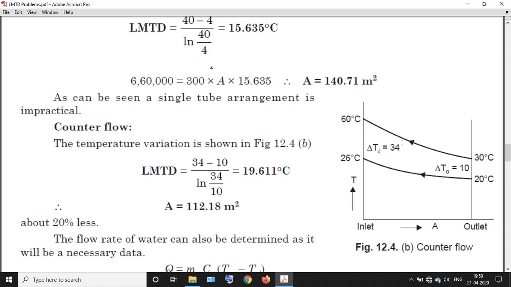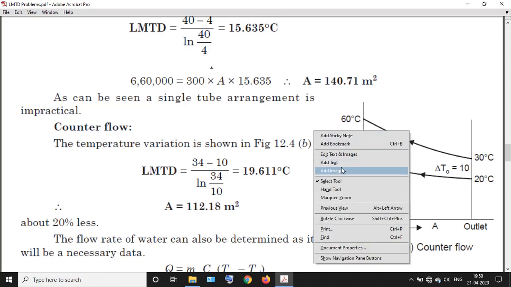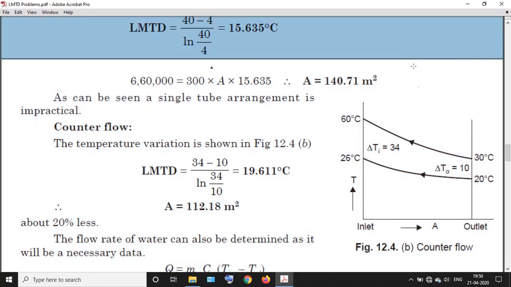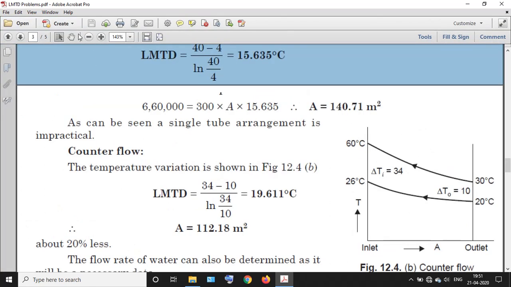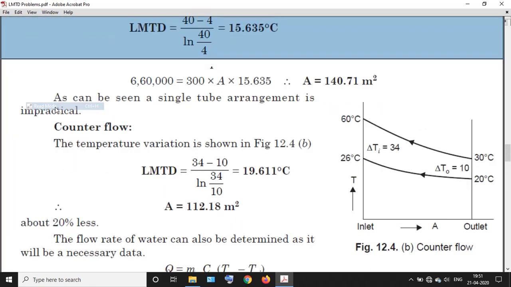Hot fluid, there is a small correction. The arrow has to be in this direction. Okay, so please rectify this. The arrow has to be in this direction. You just need to rectify that.